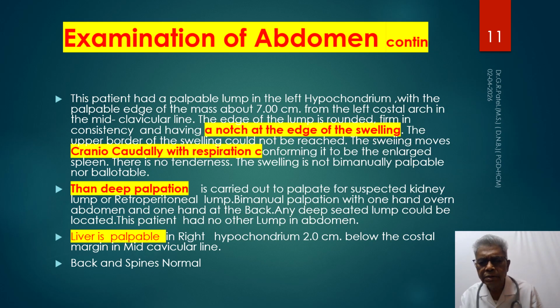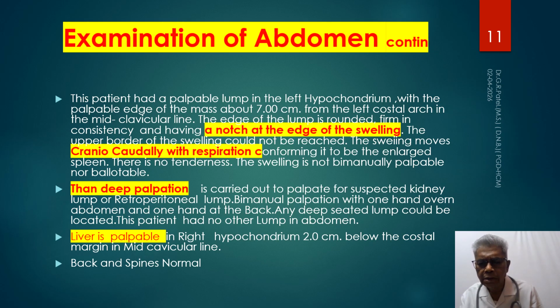Then deep palpation is carried out to palpate for suspected kidney lump or retroperitoneal lump. Bimanual palpation is done with one hand over the abdomen and one hand at the back. Any deep seated lump could be located. This patient had no other lump in the abdomen.